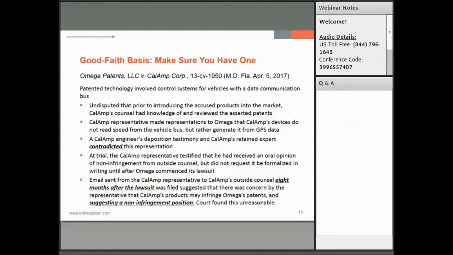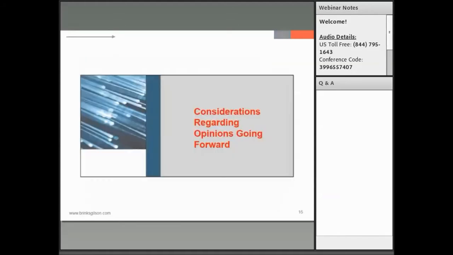The problem was that emails from that same representative that said he had received the oral opinion indicated that 8 months after the litigation was initiated, he was making suggestions to opinion counsel as to the non-infringement position. The court had a very big issue with this and did not find either the representative or opinion counsel's testimony to be believable. As a result, a finding of willfulness and enhanced damages.